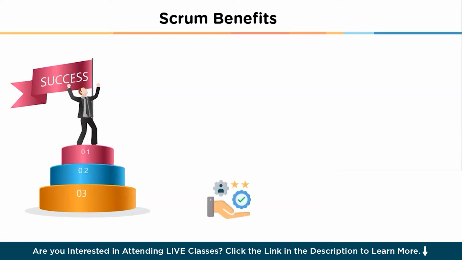The first one that we have all over here is increased transparency. Scrum promotes transparency through its regular events and clear artifacts. The daily Scrum, sprint review, and sprint retrospective ensure that everyone is aware of the team's progress, challenges, and successes. This transparency helps build trust among the team members and stakeholders, fostering a collaborative and open working environment.